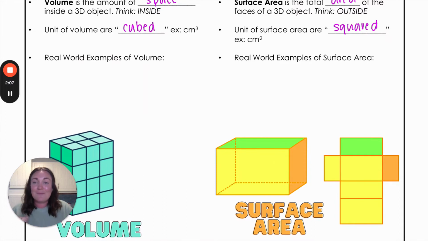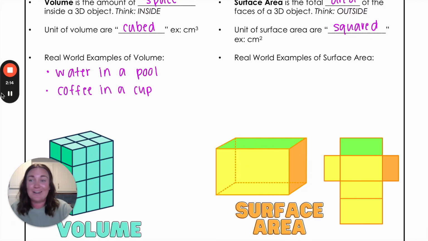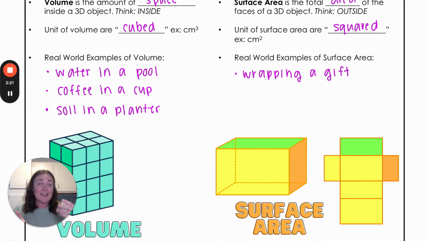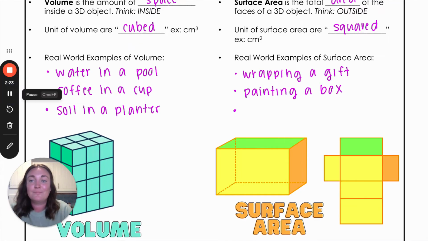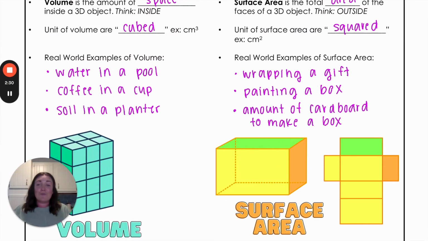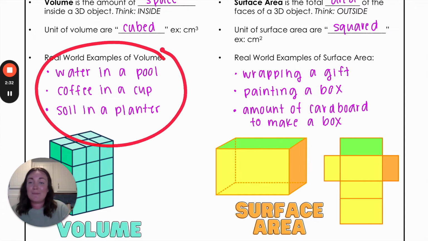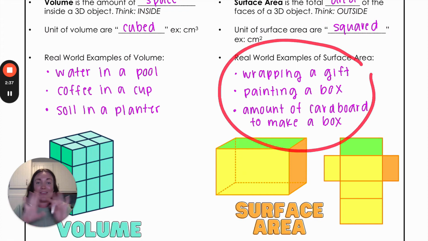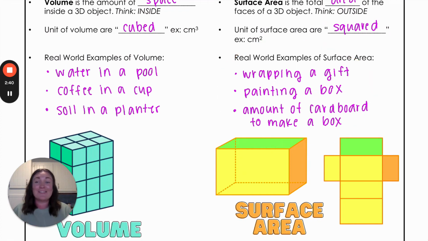So for real life examples of volume, we've got things like water in a pool, coffee in a cup, soil in a planter. Whereas for surface area, we have things like wrapping something with wrapping paper, painting the outside of something, or how much material it would take to make something like a cereal box. So again, over and over, anytime we're talking about the inside of something, filling something up, we're talking volume. Anytime we're talking about the outside or covering something, we are talking surface area.